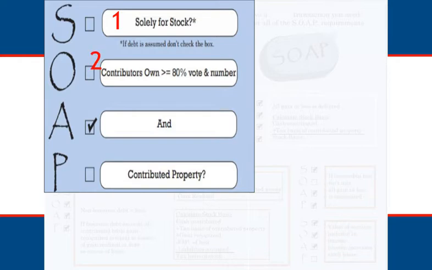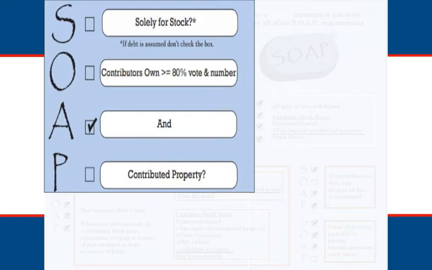2. Shareholders who contribute assets need to collectively own 80% or more of the vote and number of shares immediately after the contribution. And 3. The shareholders are contributing property to the corporation and not services. To help you remember these three requirements, we've created the mnemonic SOAP, S-O-A-P.